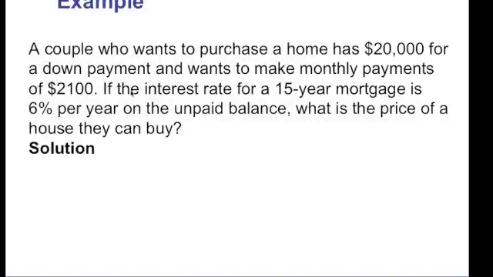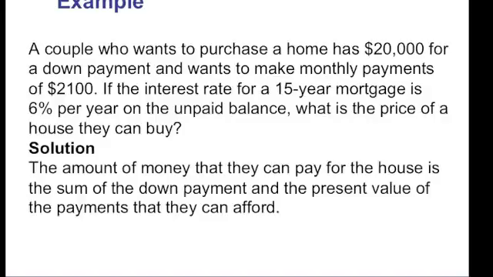A couple wants to purchase a home, has a $20,000 down payment, and wants to make monthly payments of $2,100. If the interest rate on a 15-year mortgage is 6% per year on the unpaid balance, what is the price of the house they can buy? So we use this to calculate how much house essentially we can afford to buy. The amount of money they can pay for the house is the sum of the down payment and the present value of the payments that they can afford.